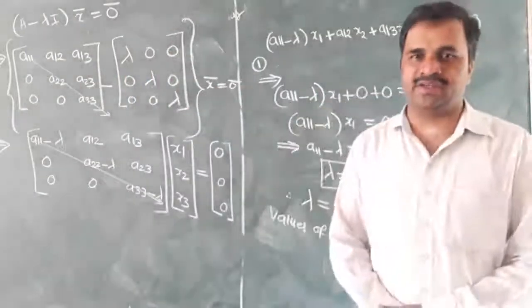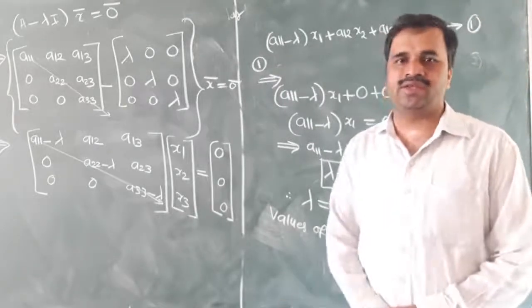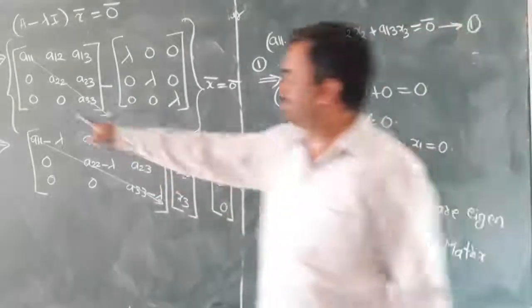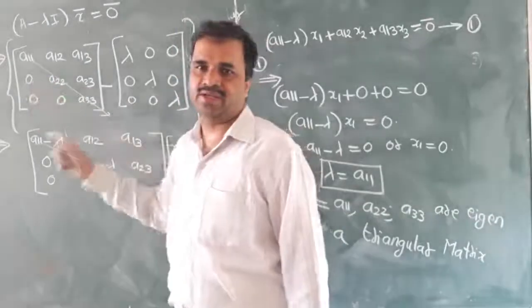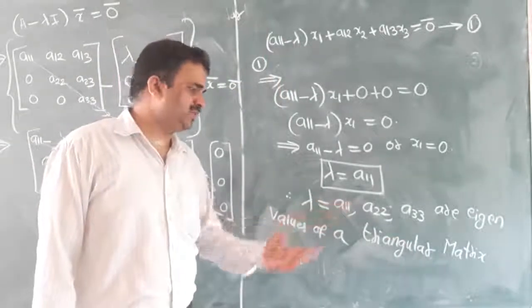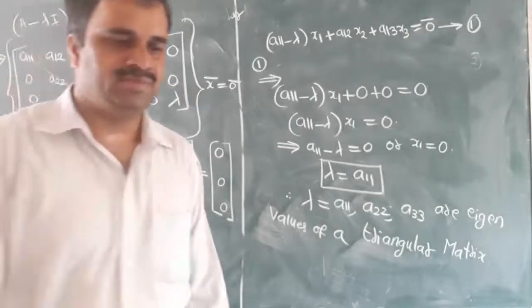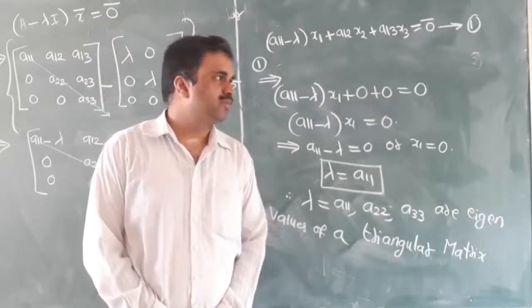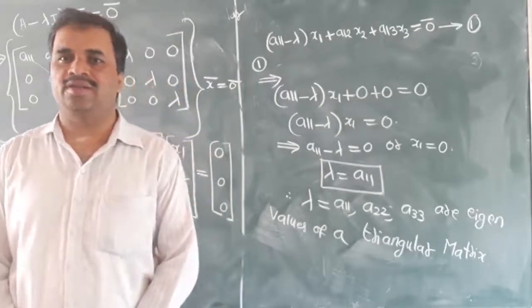Already it is given that A is a triangular matrix. We have to prove that the eigenvalues are the diagonal elements. What are the diagonal elements we have? a11, a22, a33 on the diagonal line. Therefore lambda is equal to a11, a22, a33, the eigenvalues of triangular matrix A. This theorem is over. So we proved the theorem: the eigenvalues of a triangular matrix are the entries of the diagonal.